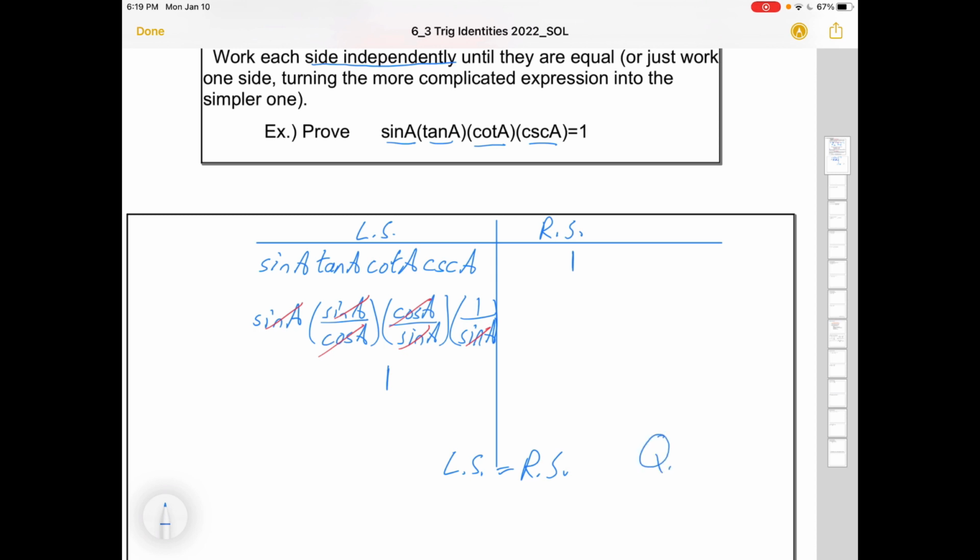Sometimes people write QED, which is Latin for what was to be shown. But once we show that the left side equals the right side, then we don't have to check it for individual angles or individual values of A. We've shown that it works for every possible value of A for which this thing is defined.